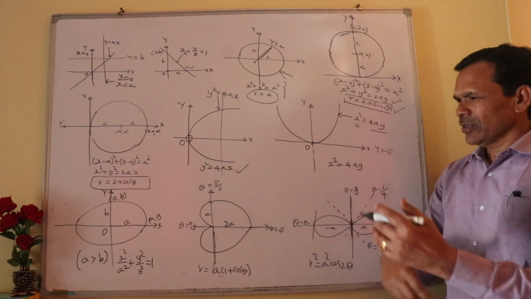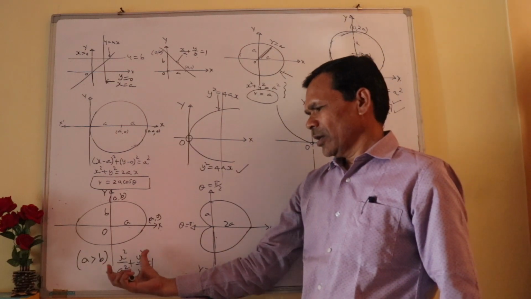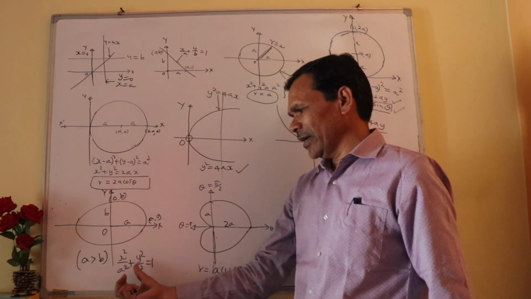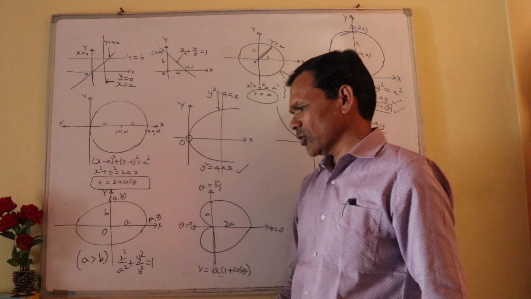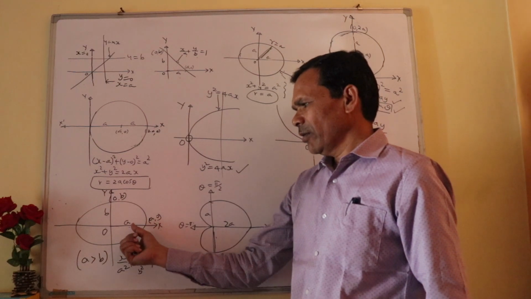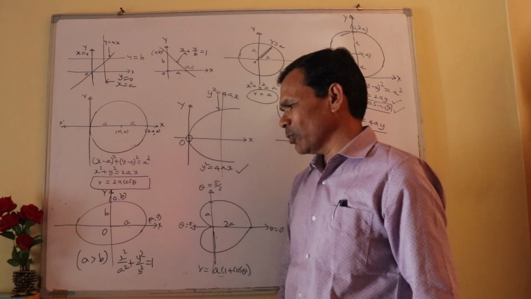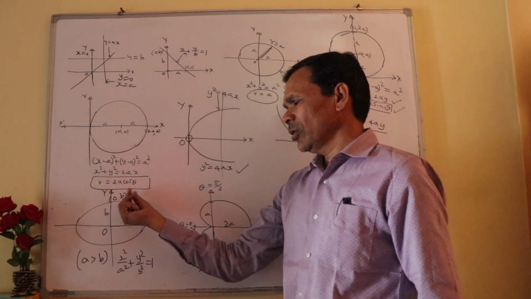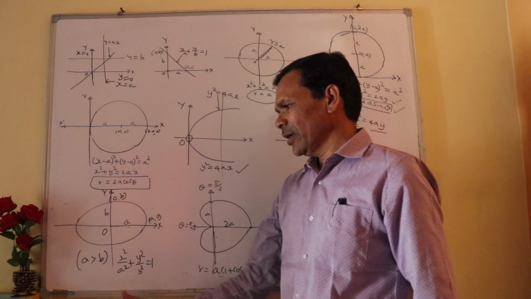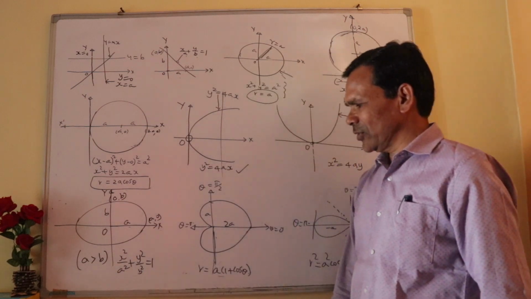So you must know the approximate shapes of these curves. Now this is an ellipse, x square upon a square plus y square upon b square is equal to 1, with length of major and minor axis a and b respectively. This point is (a, 0), this point is (0, b), and a is always greater than b there.